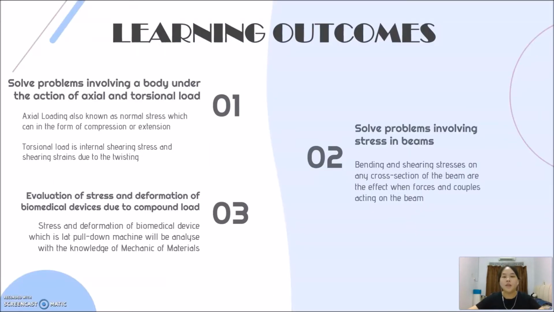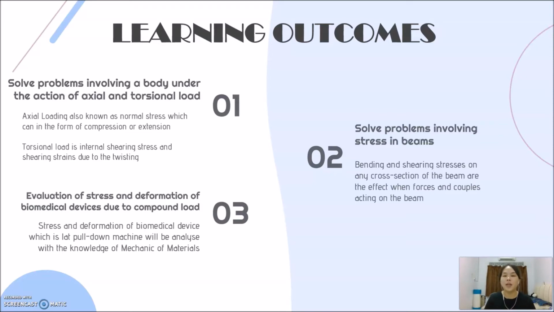The operation of the leg pull-down machine includes axial loading, also known as normal stress, which can be in the form of compression or extension. Torsional load produces internal shearing stress and shearing strains due to the twisting. Bending and shearing stress on any cross-section of the beam also occur, because these are the effects when forces and couples act on the beams. Stress and deformation due to compound load will also occur in the operation of the leg pull-down machine.